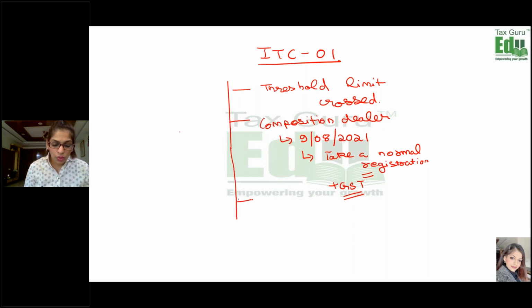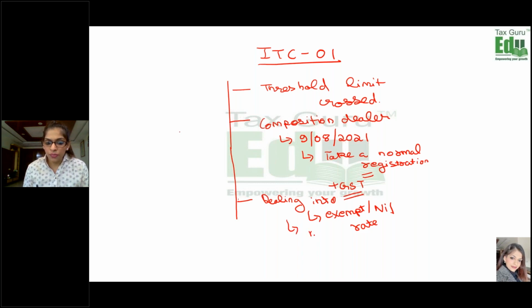Further, one more reason can be there. Let's suppose I am dealing in what kind of goods? Exempt goods or nil rated goods. I am dealing in such goods, and all of a sudden a notification comes, and the notification makes them taxable as on date. Notification applicable, and from 9th of August, my output becomes taxable.